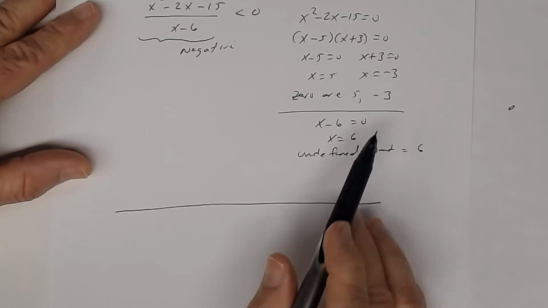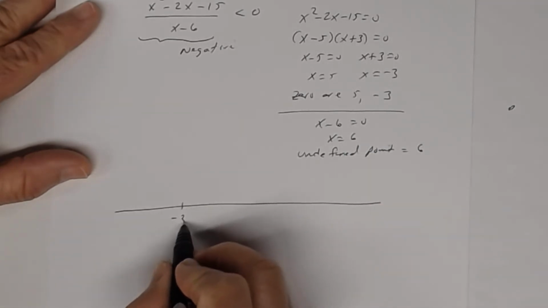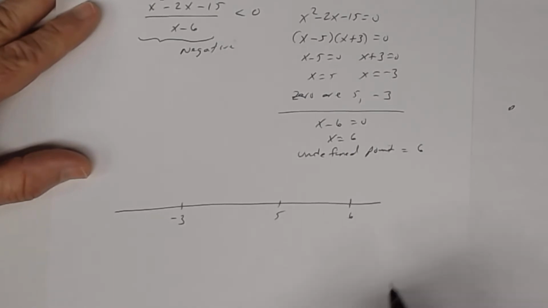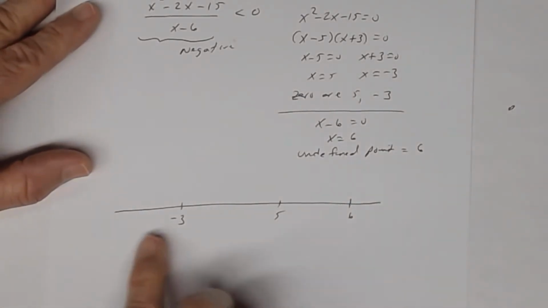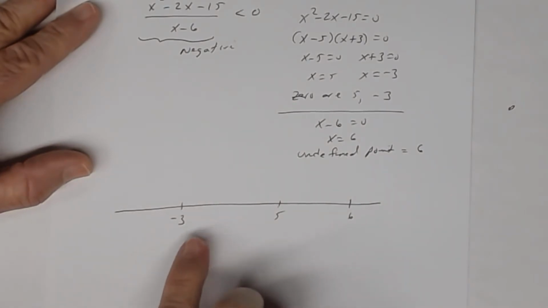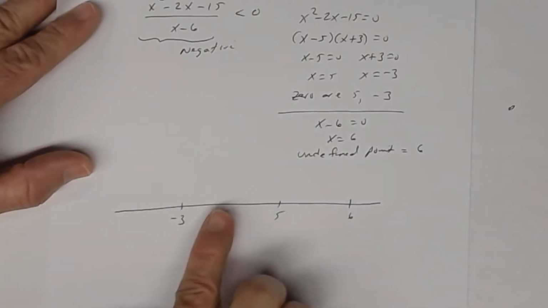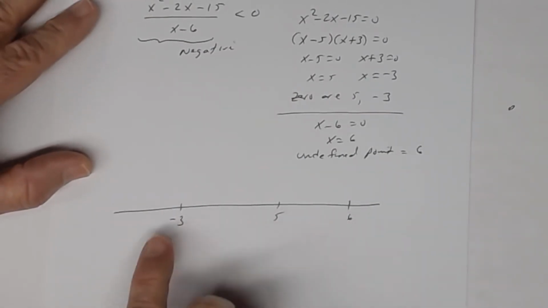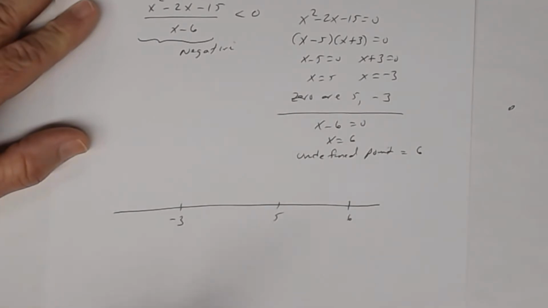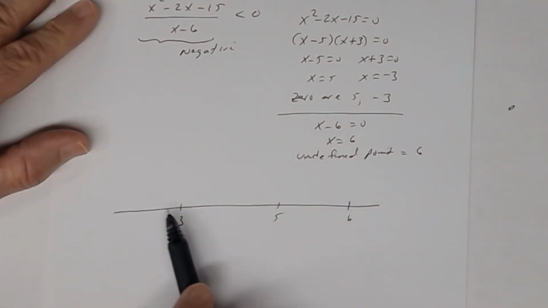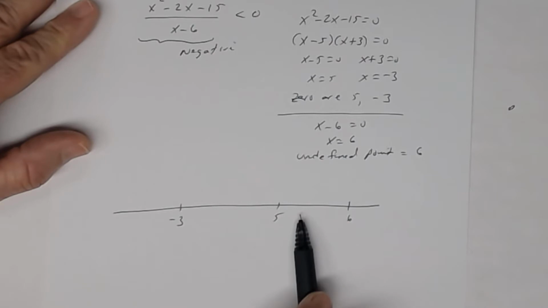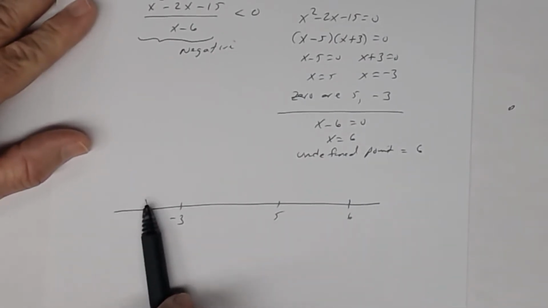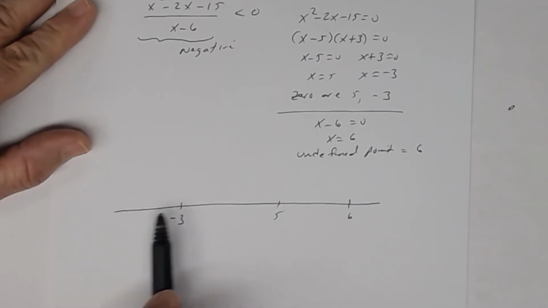So we have negative 3. That's going to be the smallest number of the 3. Then we have 5. And then we have 6. Okay? And you don't have to space them out correctly on the number line. You just need some space here to do some work. But I do want you to notice this. So there are 3 numbers here, correct? And those 3 numbers divide the number line into 1, 2, 3, 4 intervals. 4 intervals. So this interval here is going to be from negative infinity to negative 3.